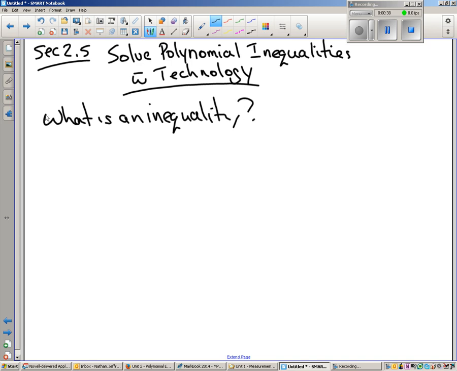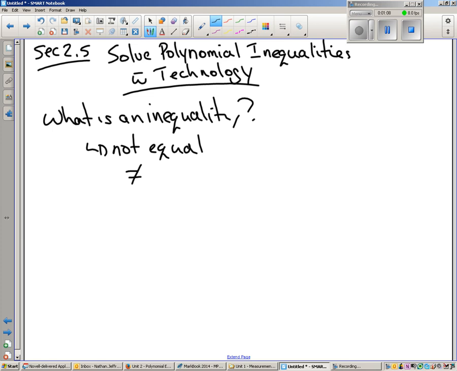Because we're going to be dealing with inequalities a lot, we need to know what they are. So what is an inequality, first off? An inequality is something that's not equal. So what symbols in math do we have for things that are not equal? Well, the equal sign with the slash, that is it.